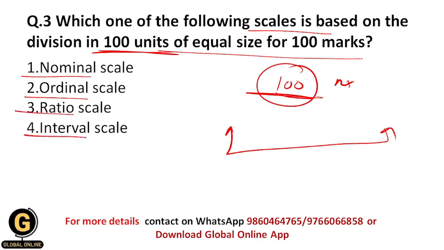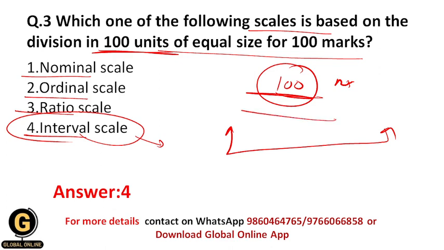So students, I have told you exactly what nominal, ordinal, ratio and interval scales are. Your correct answer for this question is 4, that is interval scale. Let me explain why. Interval scales are used to measure variables in which intervals between values are equal, but there is no true 0 point. Here there are 100 marks and you are going to divide these 100 marks in 100 equal units, so over here you are going to measure variables in which intervals between values are equal.